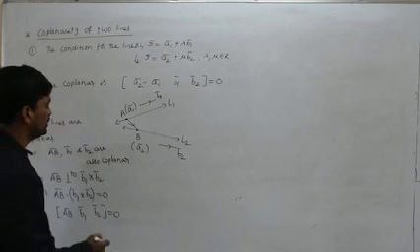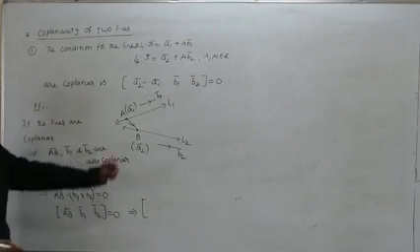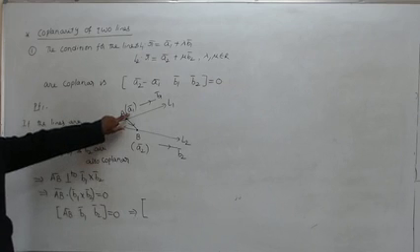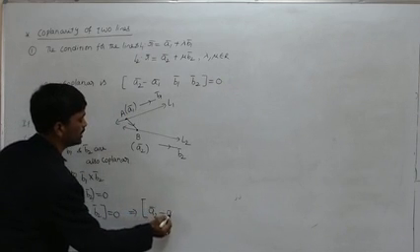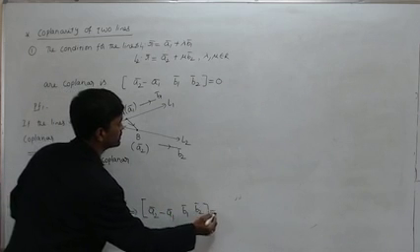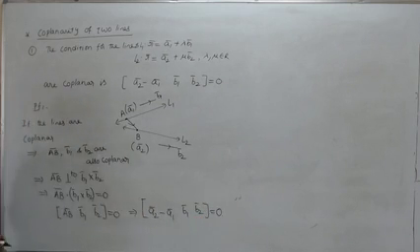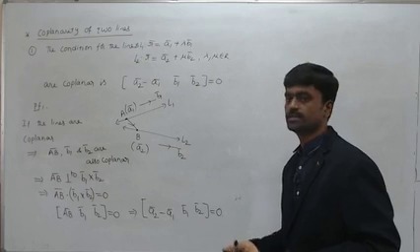But what is AB bar? OB bar minus OA bar, correct? But what is OB bar? a2 bar, and OA bar is a1 bar. So AB bar vector becomes what? Box product of a2 bar minus a1 bar, b1 bar, b2 bar is equal to 0. So that is the condition for the lines to be coplanar. When the vector equations of the lines are given, use this condition.